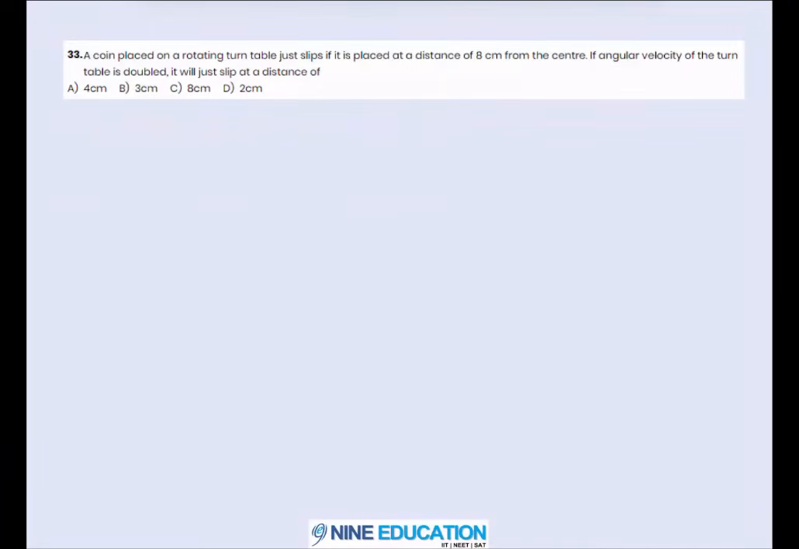Okay. Now, let's say that we have a rotating table, and the coin is placed over here. And let's say that the table is rotating in this particular direction with the angular velocity of omega. Now, if it is rotating with this angular velocity omega, then it will experience a centrifugal force in the outward direction, which is actually a pseudo force. And that will be m r omega square.